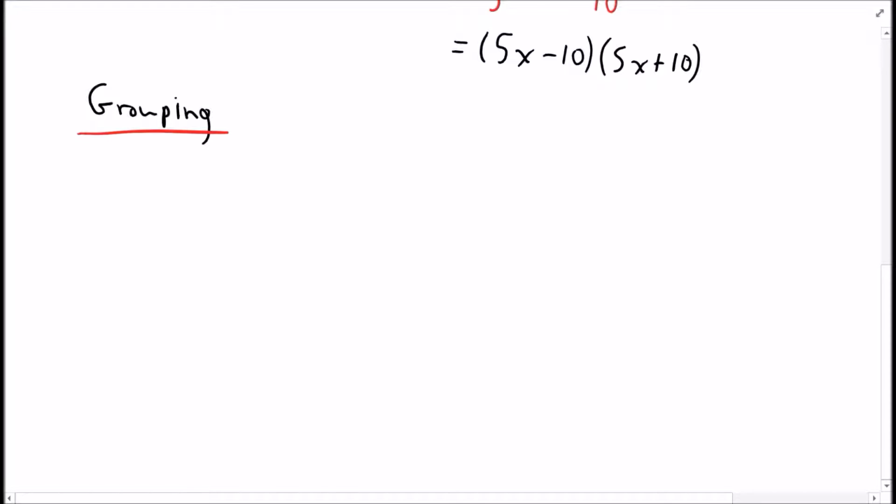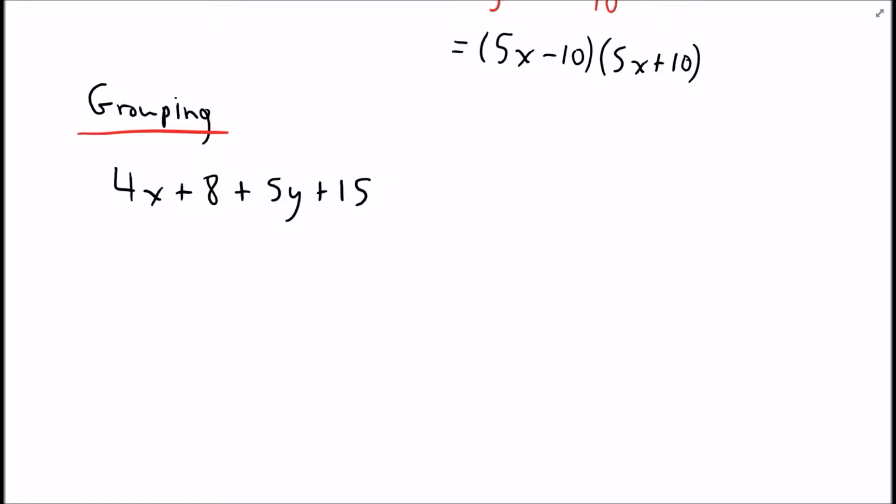Now grouping is when we look at it and there might not be a common factor for all of the terms, but if we group things together, we'll see that there is something to factorize. So for example, let's say I had 4x plus 8 plus 5y plus 15. At first glance, you look over this, and there's nothing common to all of the terms. I've got a 4 and an 8. A 2 could go in, of course a 4 could go in.